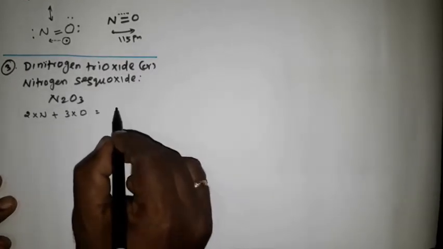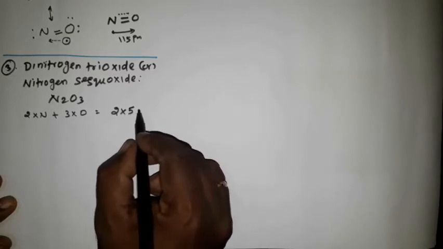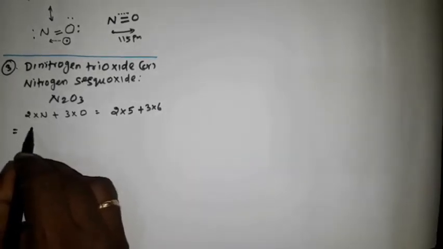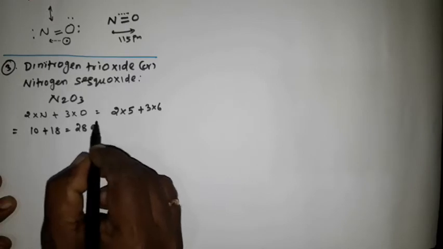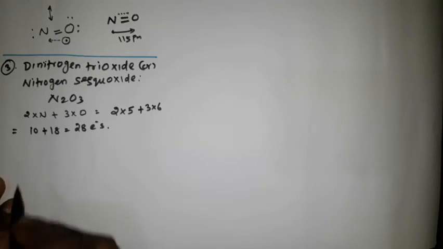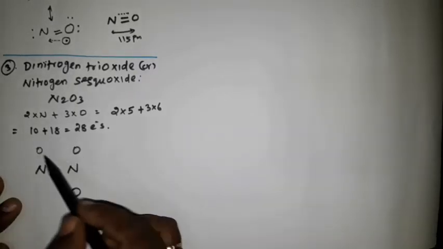So 2 into nitrogen atom, it contains 5 valence electrons, plus 3 into 6 valence electrons, equal 2 into 5, 10, plus 3 into 6, 18, total 28 valence electrons. Okay, 10 plus 18, 28 valence electrons. Now write that as atomic symbols: nitrogen, nitrogen, oxygen, oxygen, oxygen. See, 3 oxygens, then 2 nitrogen atoms.